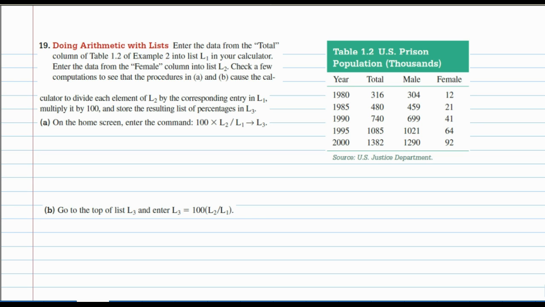We're going to learn a couple calculator tricks, so make sure you've got your TI-84 Plus Silver or TI-83, whatever it is you have. They're very similar in their menus. So, doing arithmetic with lists. Enter the data from the total column of table 1.2 of example 2 in your list L1 on your calculator. So here's the total. We're going to put this in L1.